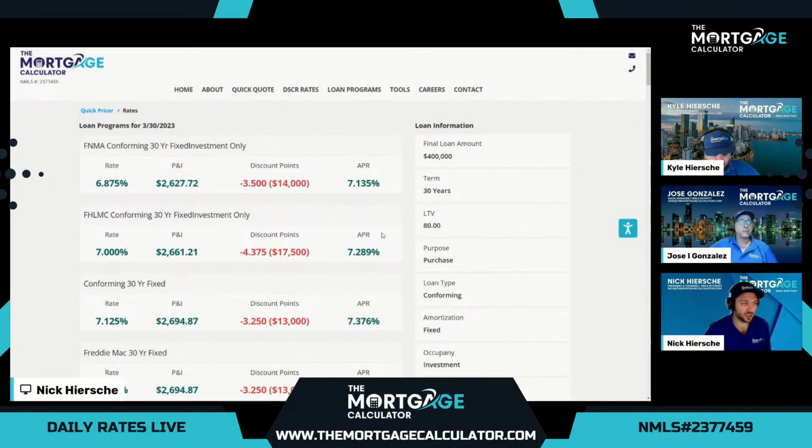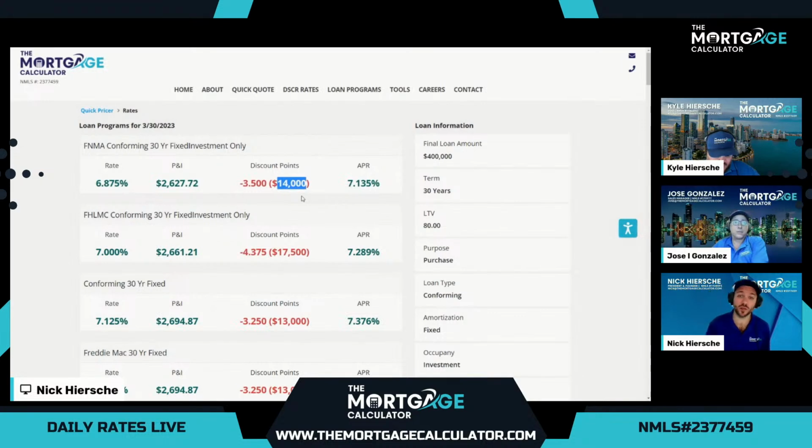So you see here some decent rates in the sixes still. 6.875 is the best combo the computer found. But you see here high discount points. Under the conventional programs, they've added loan level price adjustments, aka fees, for investment properties. Unfortunately, the computer's not able to find a rate with one discount point in cost. So the best combo it found here with the lowest APR is 6.875 rate for 3.5 discount points, which is in this example $14,000. That's a lot of money.